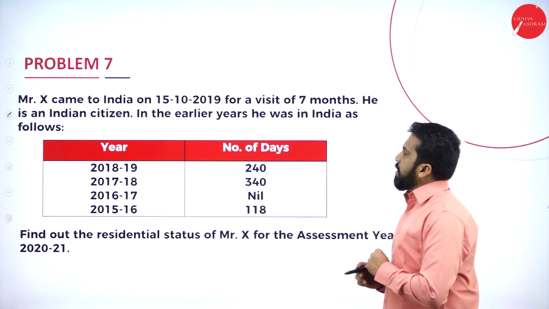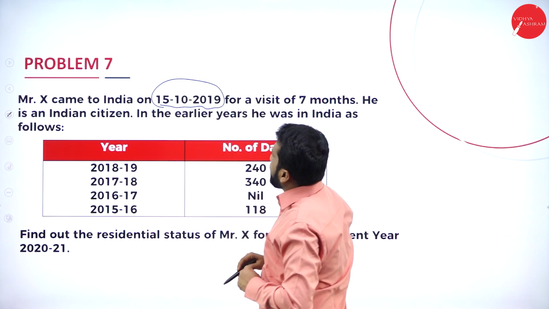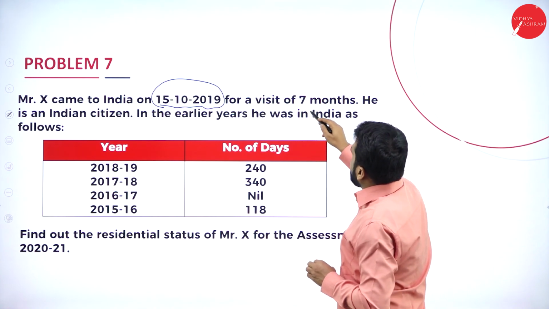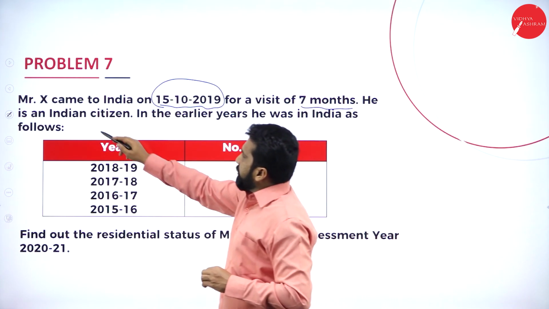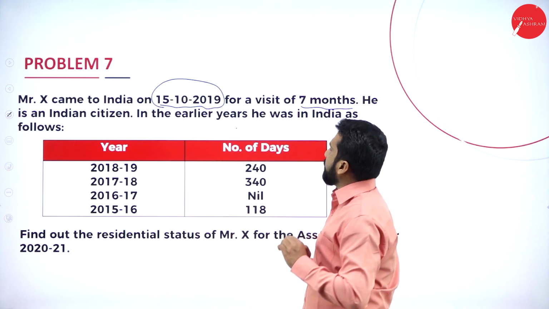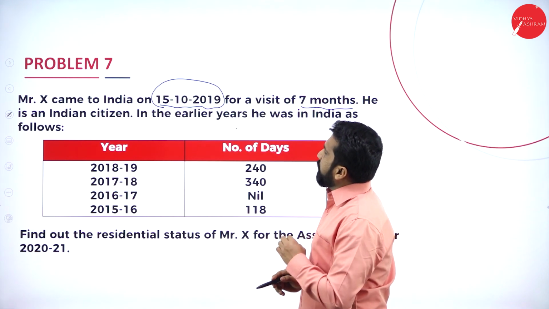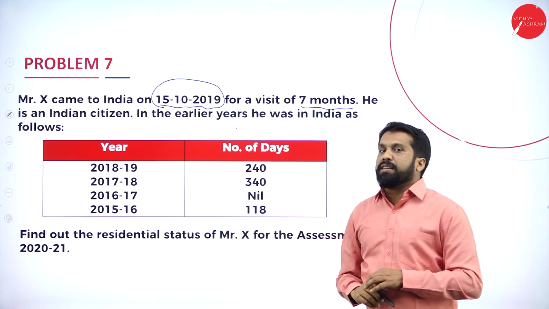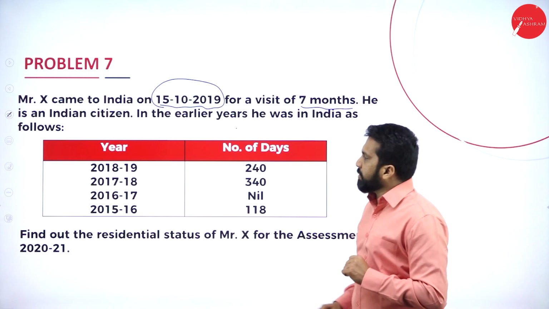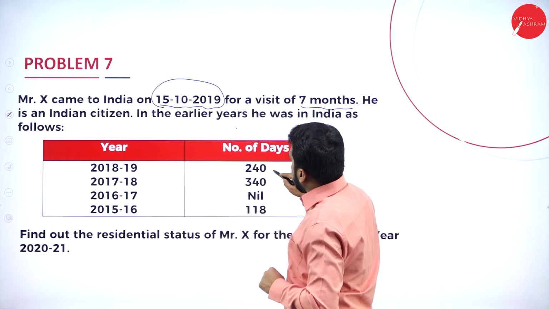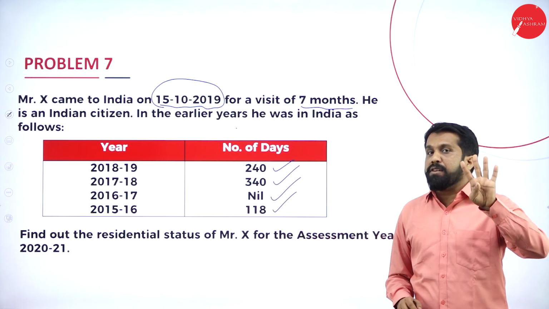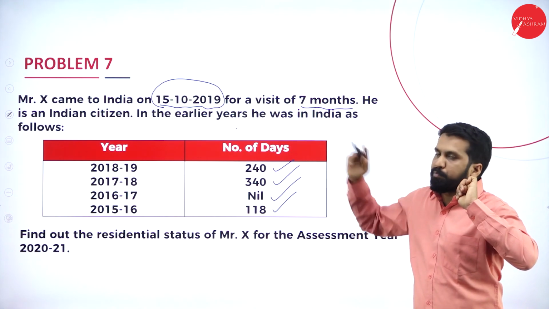Mr. X came to India on 15/10/2019. So when did he come? 15th October, for a visit of 7 months. He is an Indian citizen. In the earlier years, he was in India as follows. Now, very simple. He came to India on 15th October and was there for 7 months. In the question they have given the previous years' days: 240, 340, nil and 118. These are your 4 years' details other than the previous year.